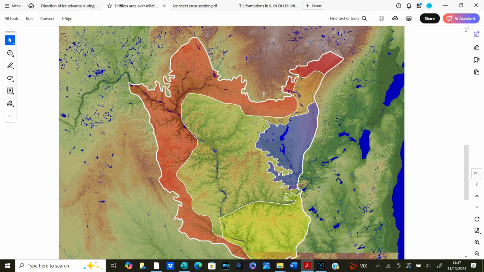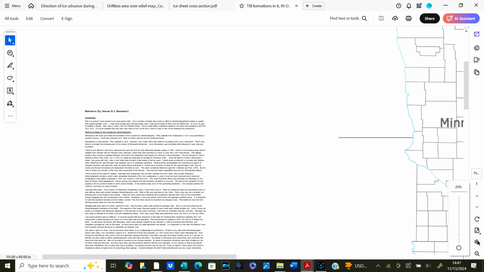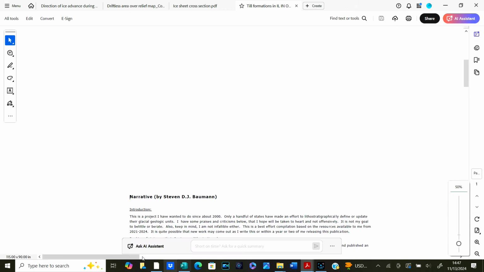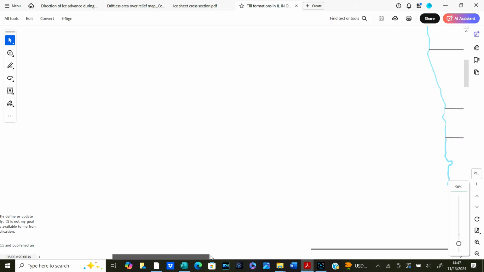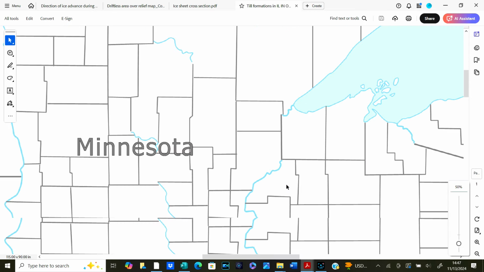Now, here's the thing. What exactly is driftless? Now, you look here, even at this scale, you can see, come on, Minnesota, I got to give it a minute.